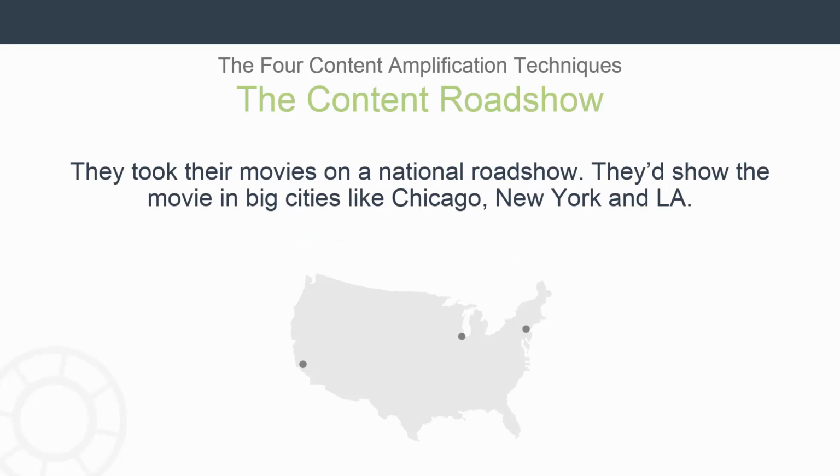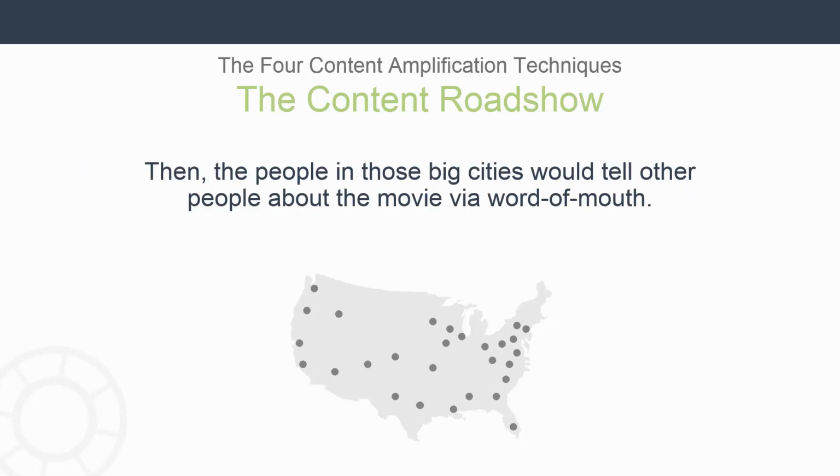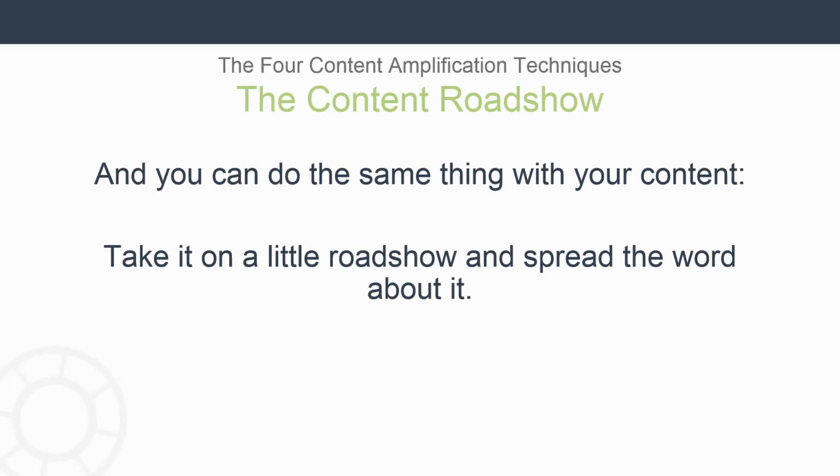Well, what they did was they took their movies on a national roadshow. They'd show their movies in big cities like Chicago, New York, and LA, and then word of mouth would spread. So then when they released their movie in the smaller theaters, people had already heard about it from the people in the bigger cities. And you could do the exact same thing with your content. Just take it on a little roadshow and spread the word.